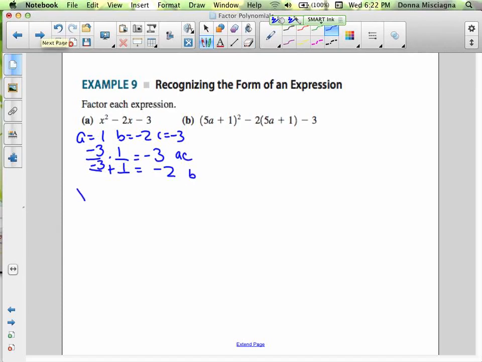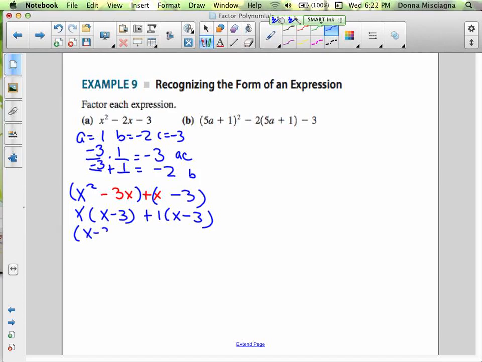All right, so we keep the x squared. We're going to replace the negative 2x with a negative 3x and a positive x, and then we keep the negative 3. And the first two are a group, and the second two are a group. Greatest common factor for x squared and negative 3x would be an x. If we divide x squared minus 3x by x, we would have x minus 3. And x minus 3 have no common factors. We can factor out that repeating x minus 3, and we're left with the leftovers, x plus 1.